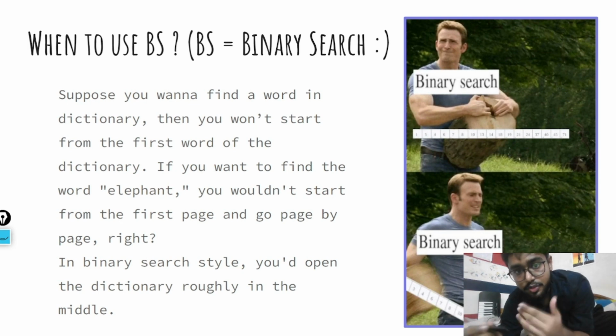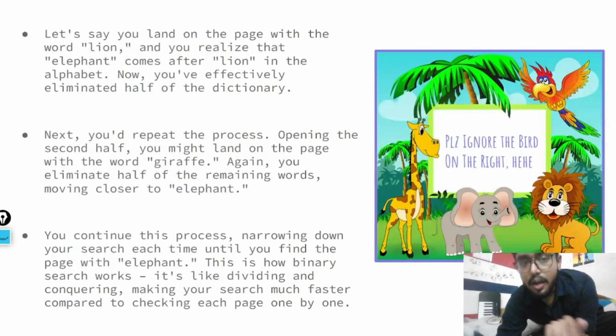Like in a dictionary, suppose you want to find a word in the dictionary, then you won't start from the very start and search A, B, A, C, A, D, A, E like that. Suppose you want to find elephant, then you won't search like that. How will you search? Suppose you want to find elephant and you open the dictionary, you land up on lion. Now you know that lion comes after elephant because lion is bigger than elephant alphabetically. So you say, okay, everything after lion I can ignore. I need to search before lion. So you open it again before lion.